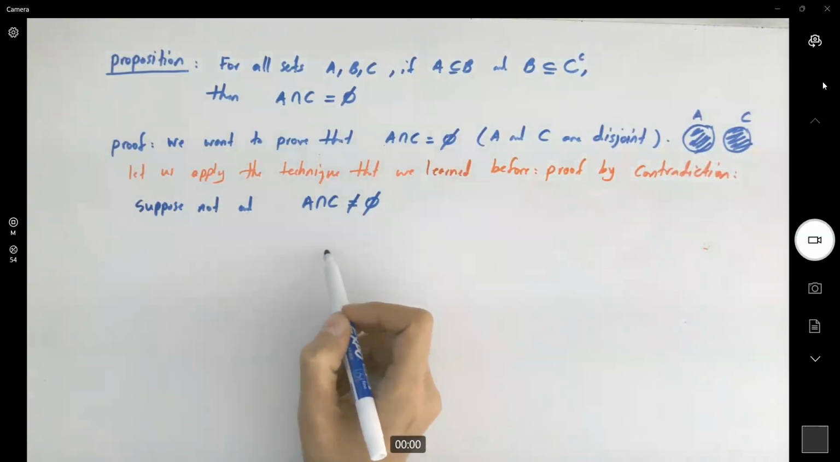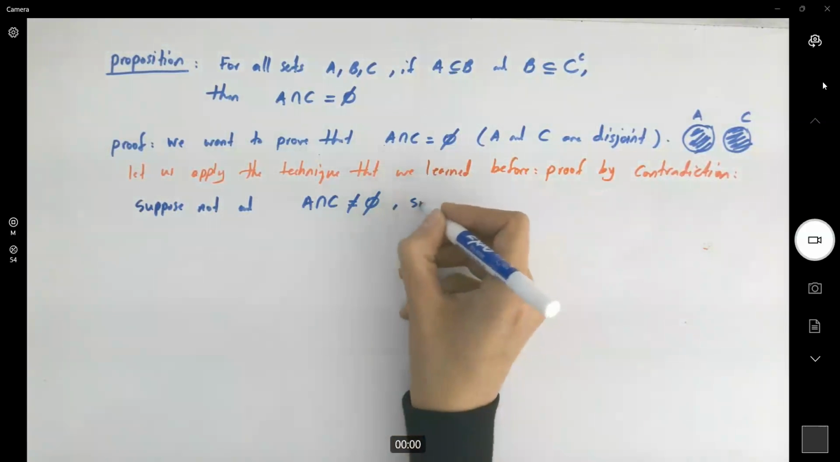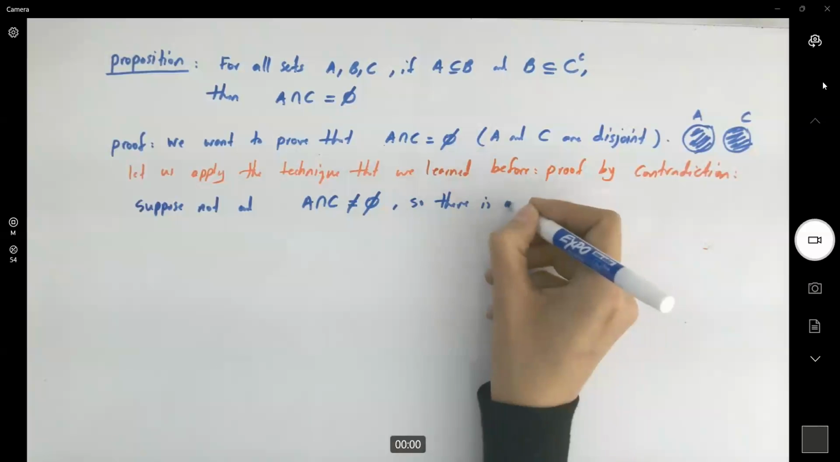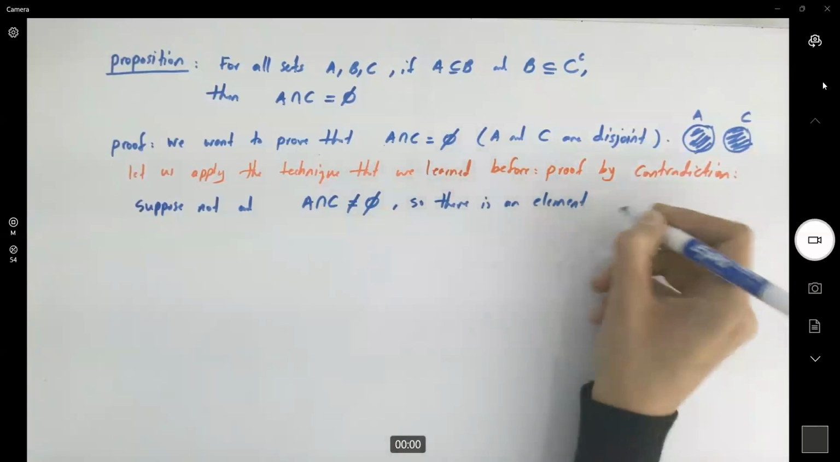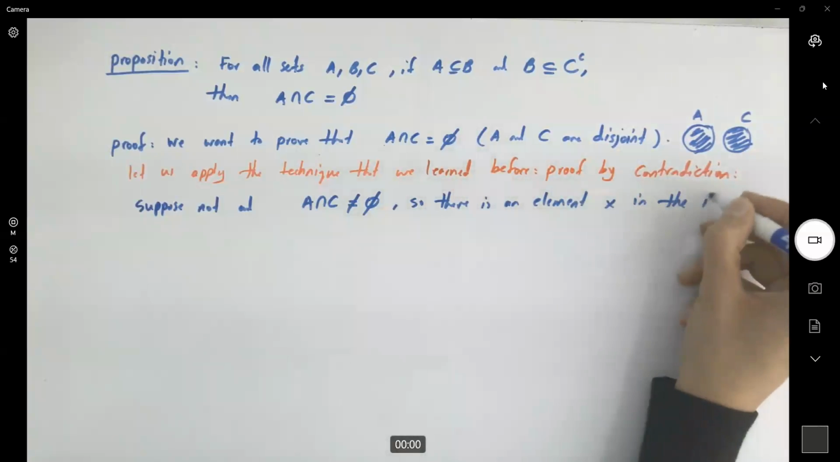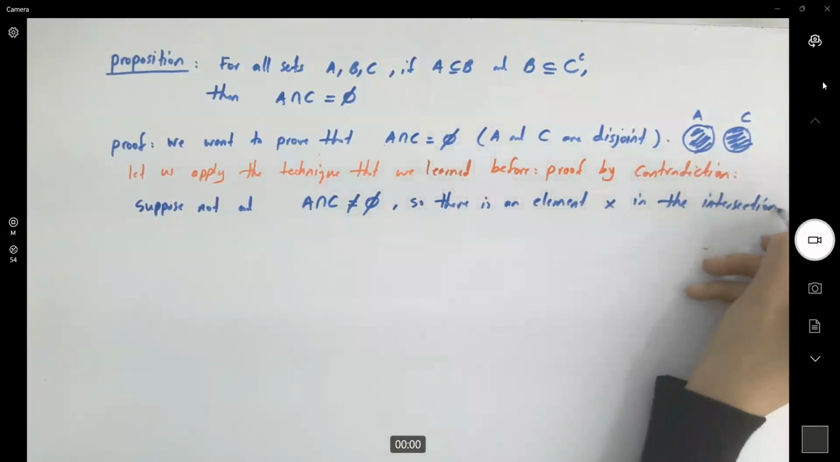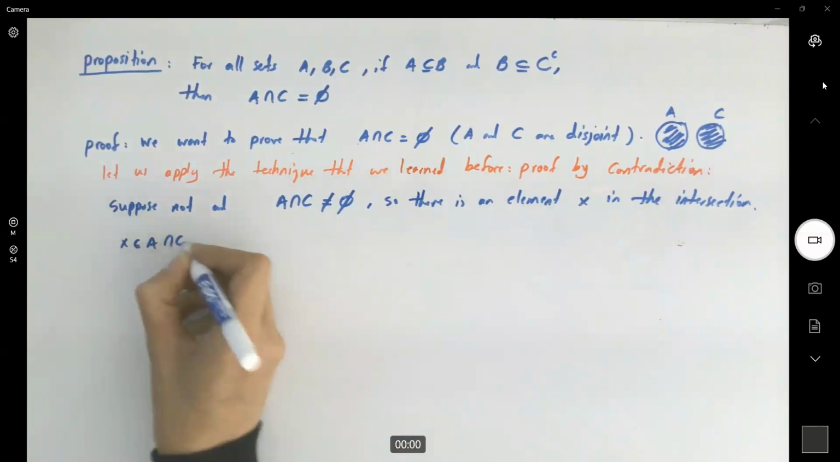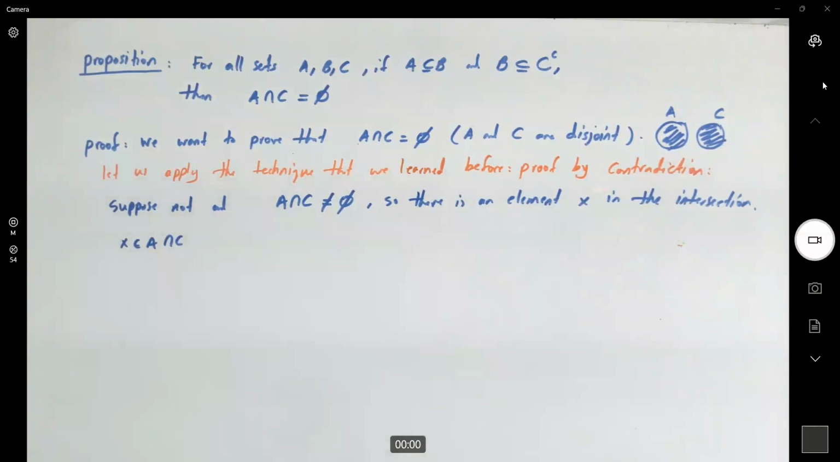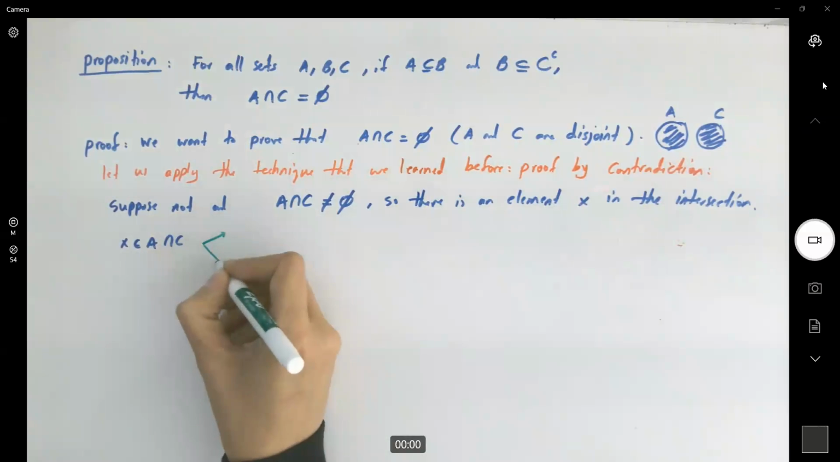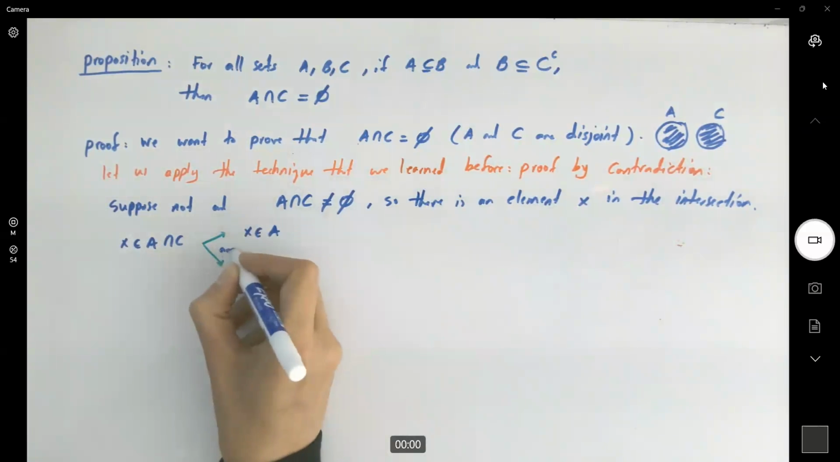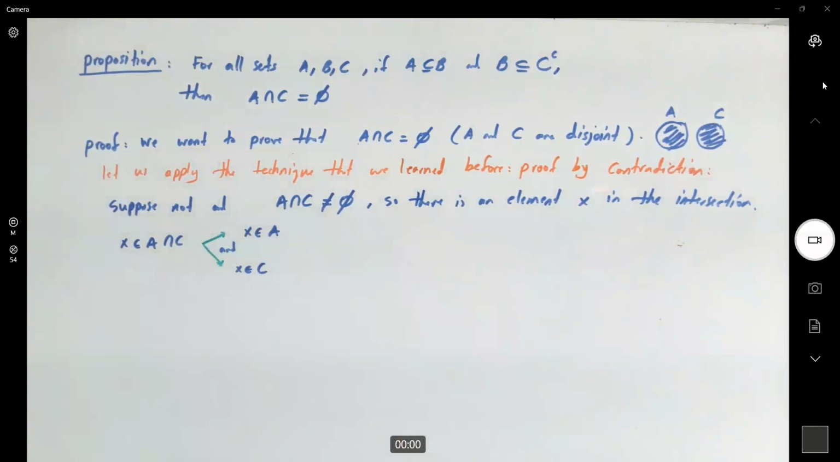What's the meaning of that? There is an element like X in the intersection. So you have an element like X that belongs to A intersection C. So what's the meaning of that? It means that X belongs to A and X belongs to C. Very good. So let's see what can go wrong.